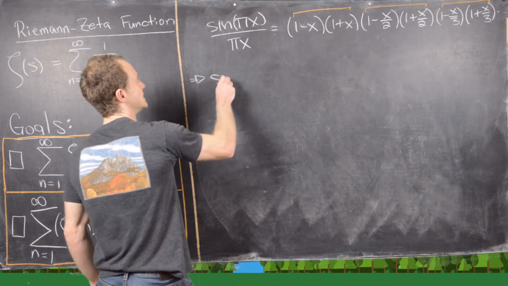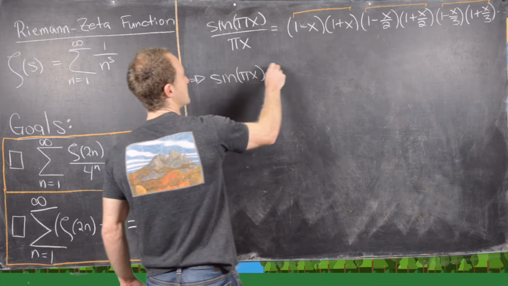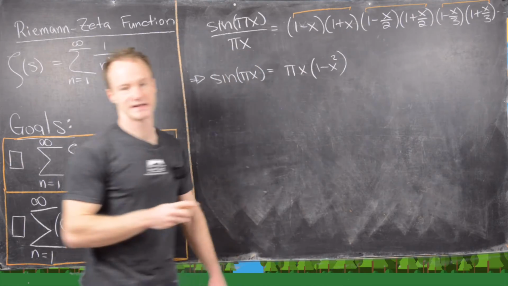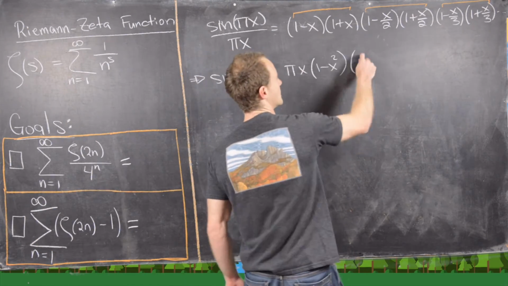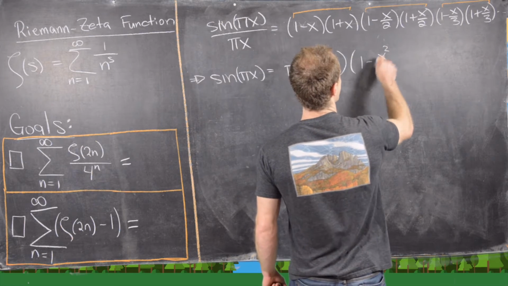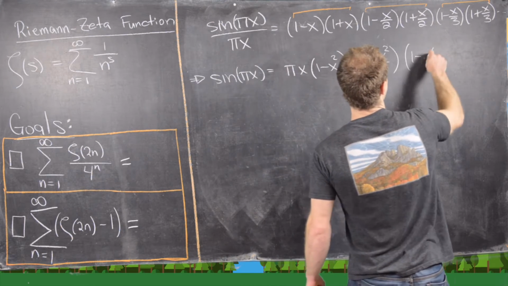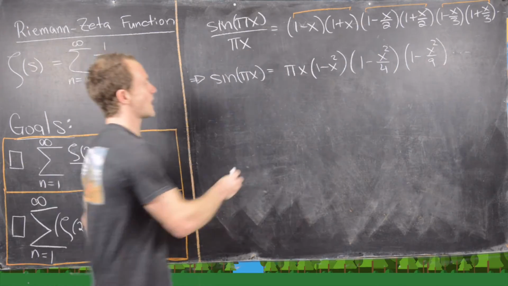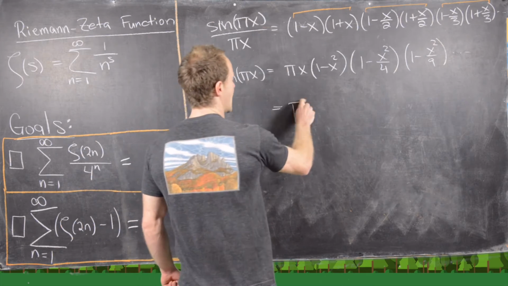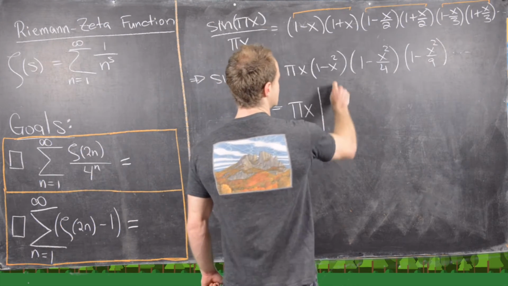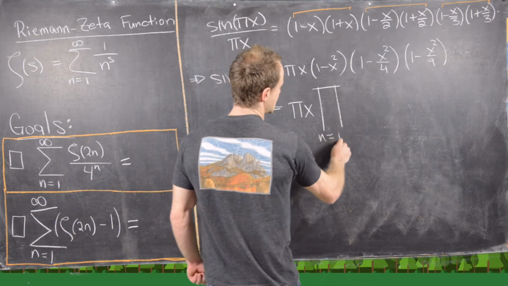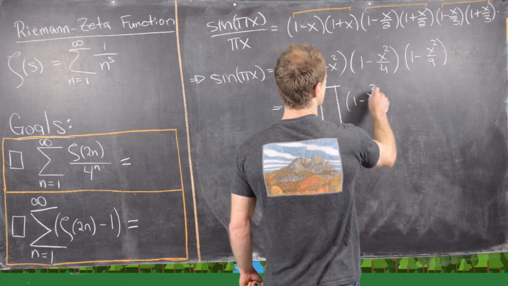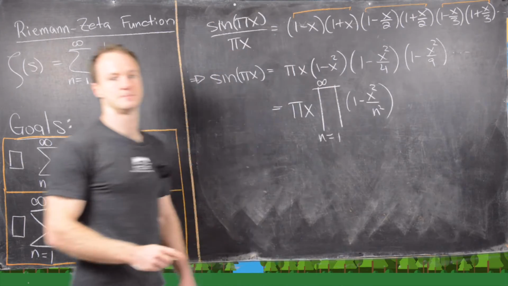So that's going to give us sine of pi times x equals pi times x, and then those first two are going to multiply together to 1 minus x squared. The second two are going to multiply together to 1 minus x squared over 4. The third two, 1 minus x squared over 9, and so on and so forth. So now we can write this as an infinite product pretty easily as pi times x times the infinite product, n equals 1 to infinity, of 1 minus x squared over n squared.